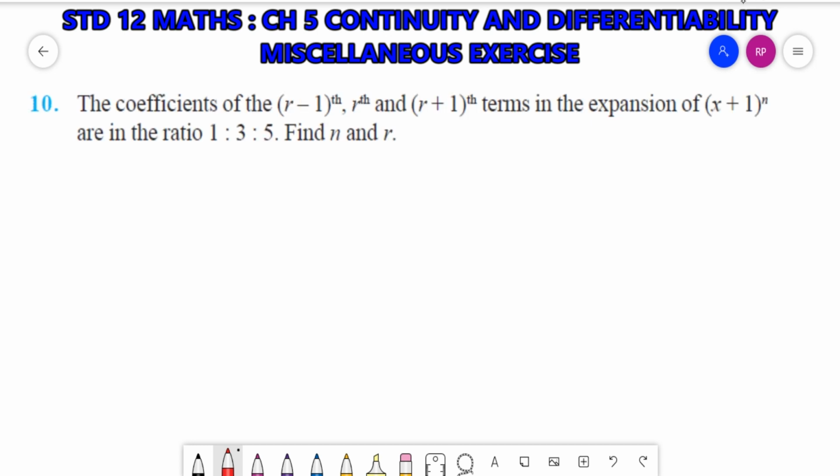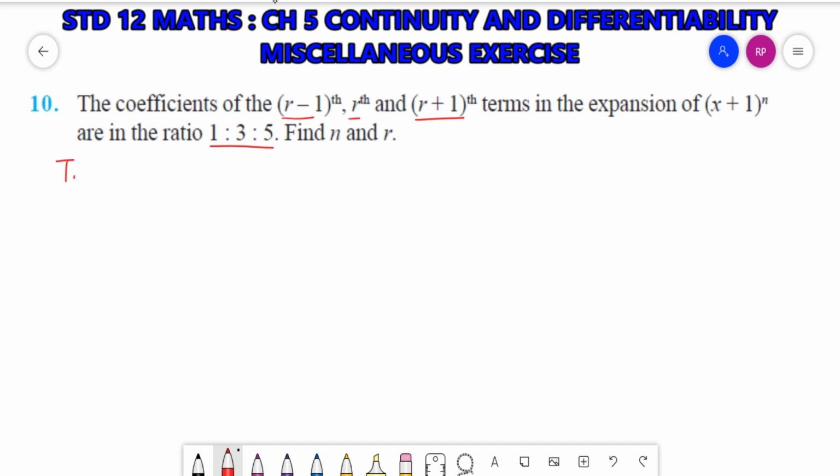Question number 10. The coefficients of the (r-1)th, rth and (r+1)th terms in the expansion of (x+1)^n are in the ratio 1:3:5. Find n and r. Now see here, three terms are given: (r-1)th, rth and (r+1)th. It is given that their coefficients are in the ratio 1:3:5. So now first I am writing the general term.